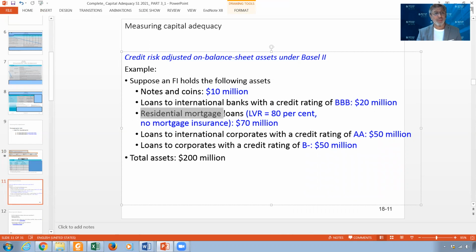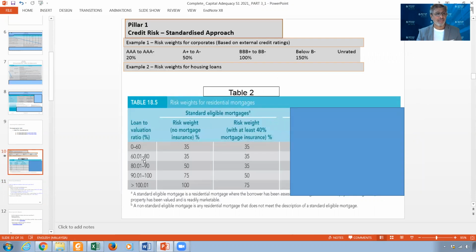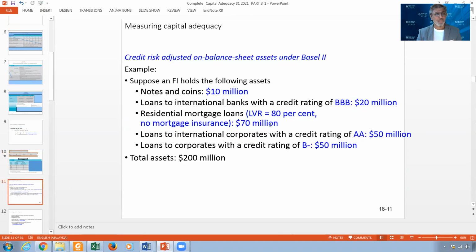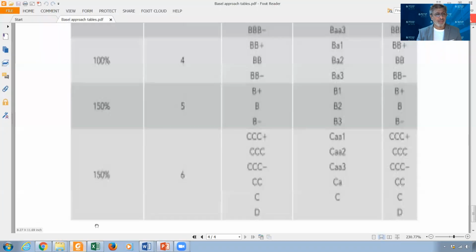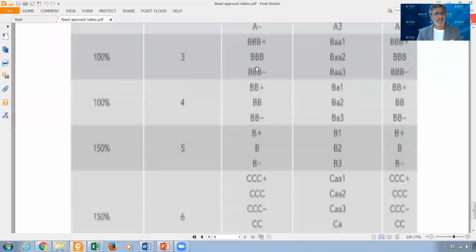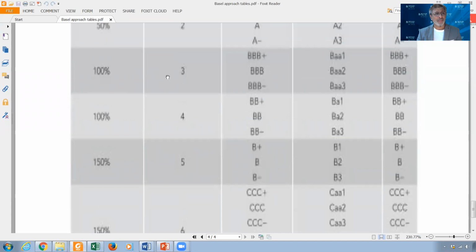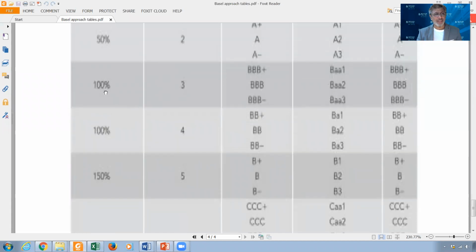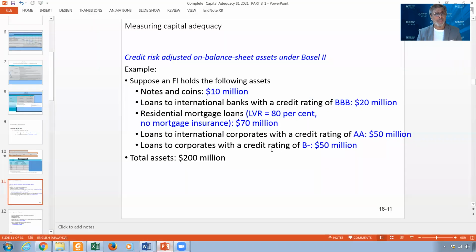residential mortgage loans, LVR 80% and no mortgage insurance, and the amount is 70 billion, which means for sure you are talking about this area, the 35%, 80% mortgage, 35%. If you are going to talk about this triple B, you will go to table 5, as I told you, and in table 5, triple B, where is it? It's this one, which is 100%. You can see. So now I go back.